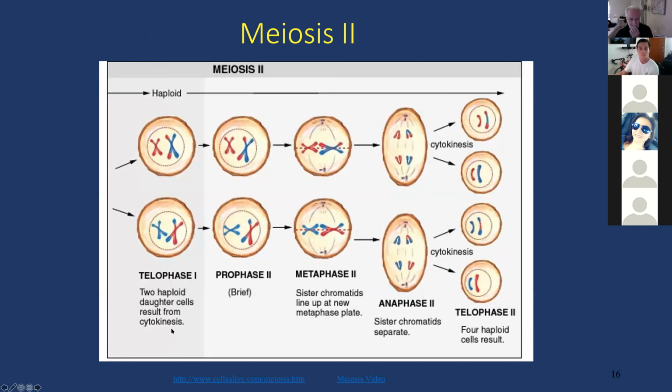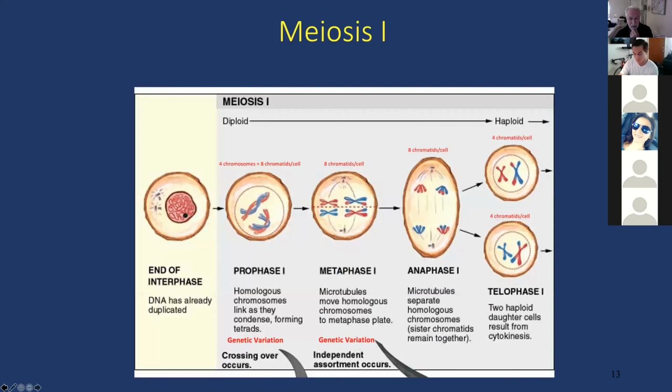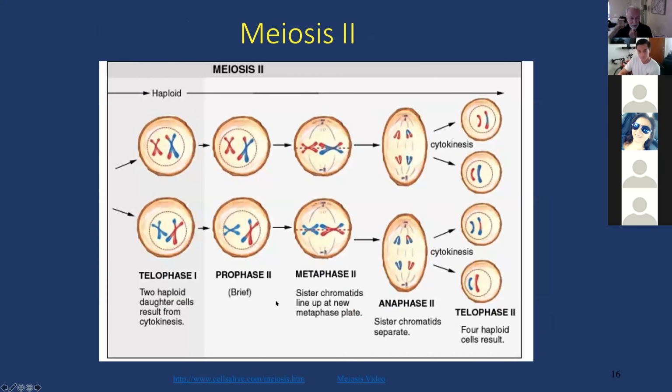Okay, now we'll look at meiosis 2. Just to remind you, when we looked at meiosis 1, we ended up with 2 haploid cells. We started with a diploid cell, ended up with 2 haploid cells. That's at the end of one meiotic division. Now we're going to go to meiosis 2.